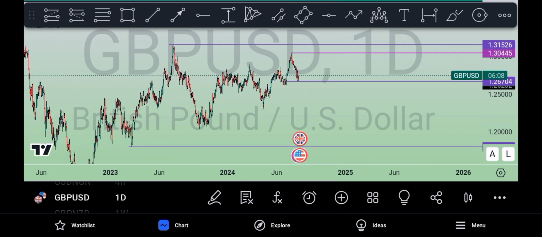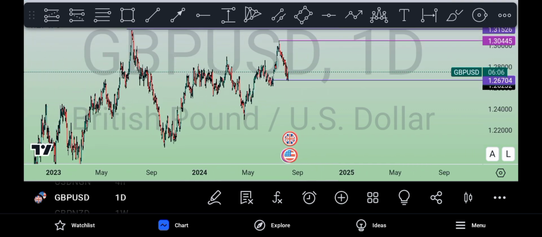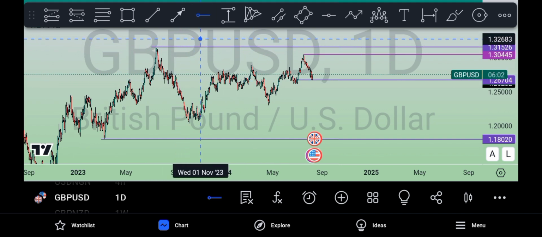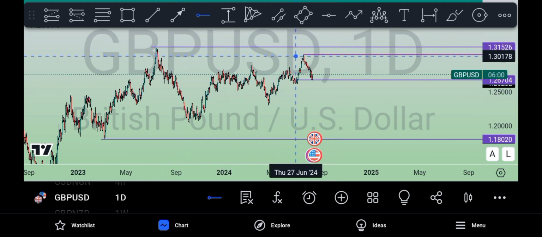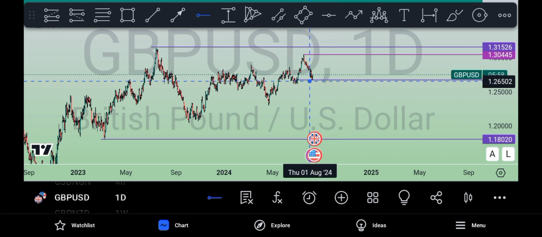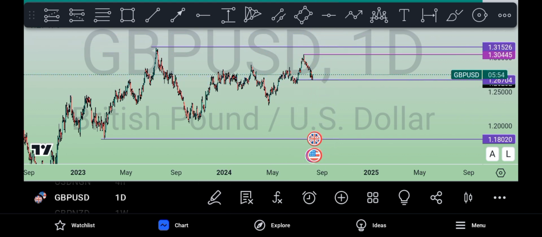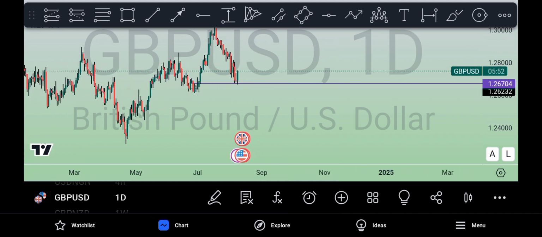Now, as we all know, the market is trying to get to this level right here. What do we want to do? After any pullback, we want to take advantage of every buy that is going to happen. Now, as we can see, the market has pulled back pretty nicely.